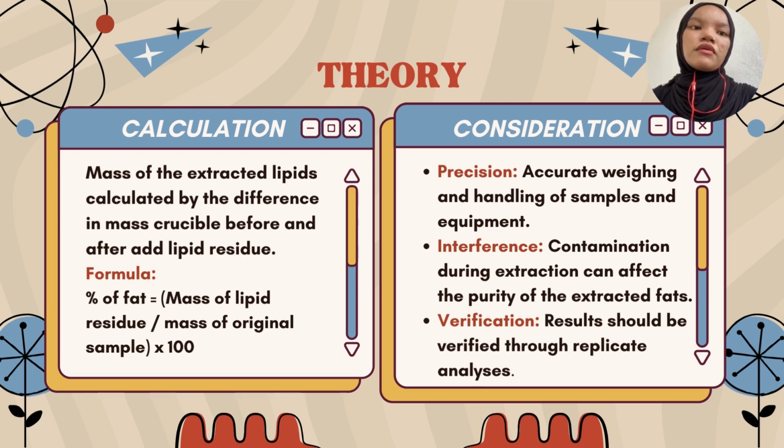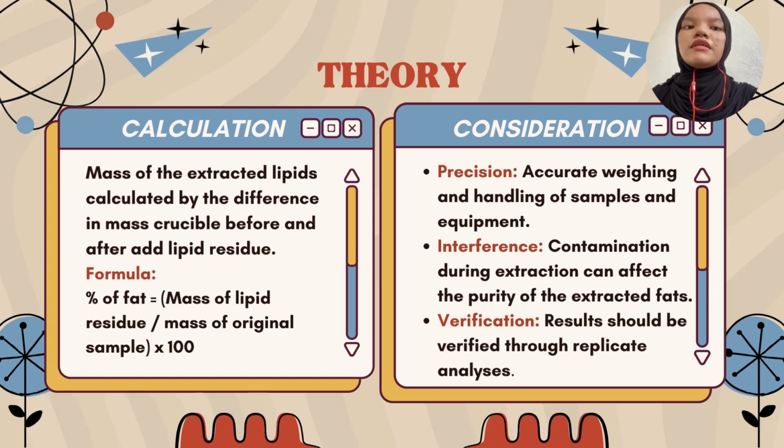And the fourth theory is consideration, the first one being precision, which is accurate weighing and handling of samples and equipment. And the second one is interference, where contamination during extraction or handling can affect the purity of the extracted fats and lead to inaccurate measurements. And the last one is verification, where the results should be verified through replicate analysis or comparison with alternative methods to ensure accuracy and reliability.